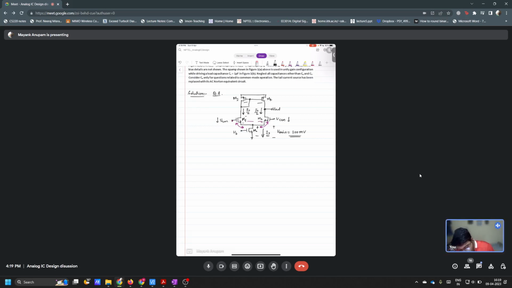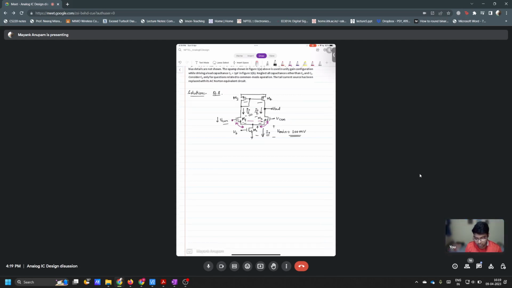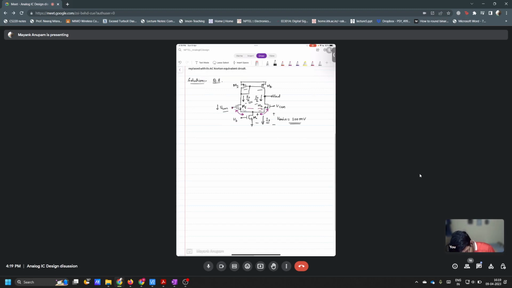Now if you somehow start decreasing VCM. No, before that, for this current I naught by 2 to flow between these two transistors, you have to have a certain amount of VGS in M1 and M2, right? How will you find out what is the VGS of M1 and M2 for this current I naught by 2 to flow? Root over 2 I naught by mu n Cox W by L plus VT. Yes, you will use this relation, right?